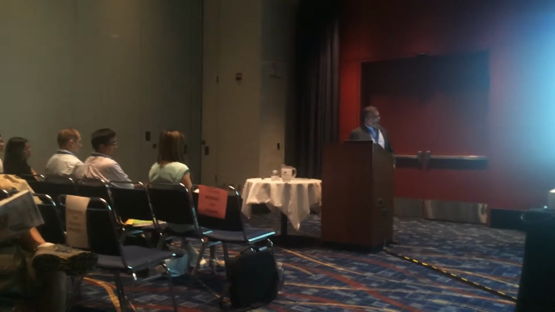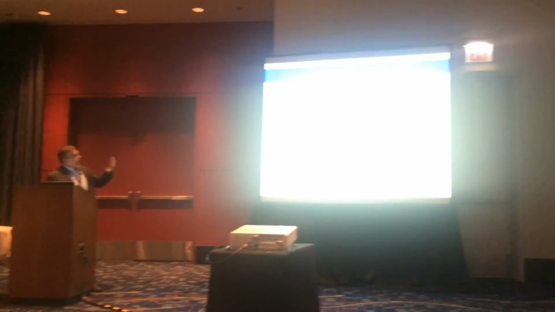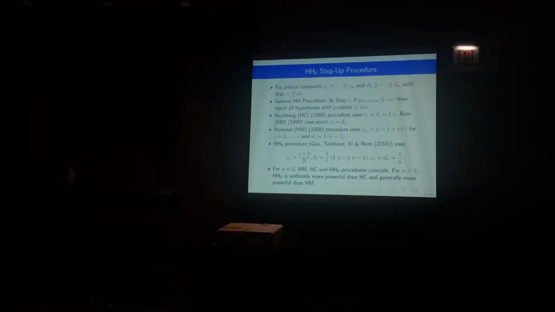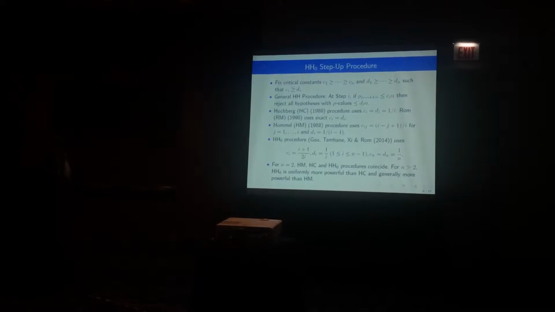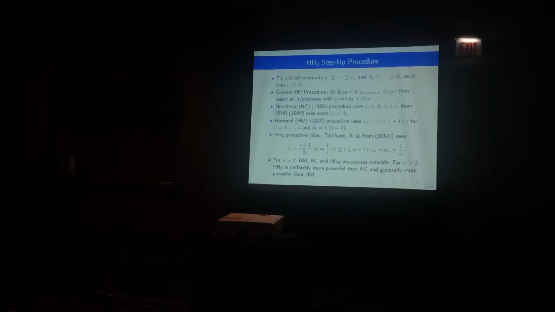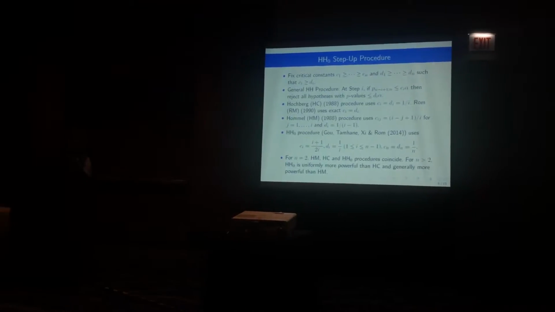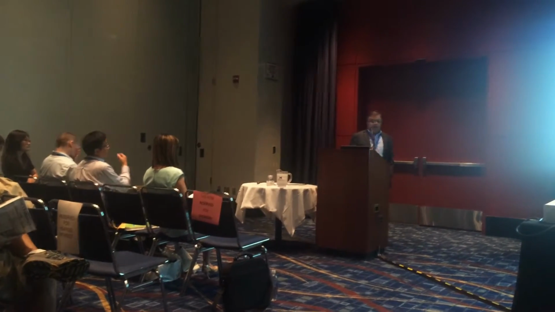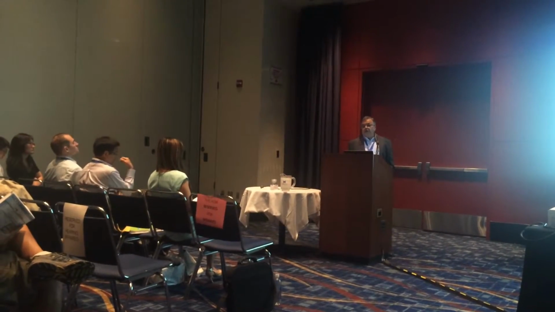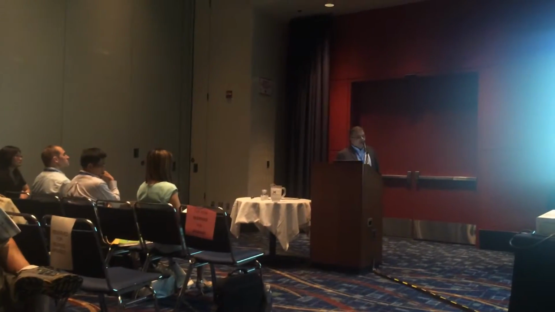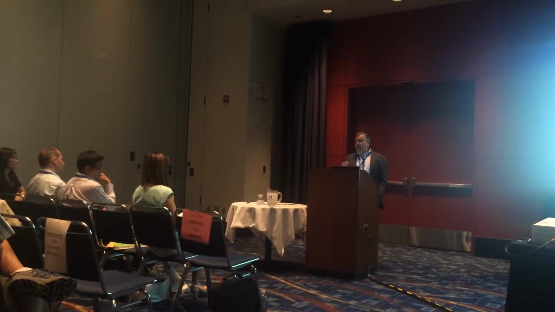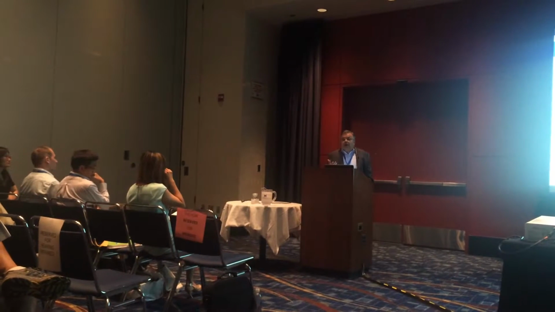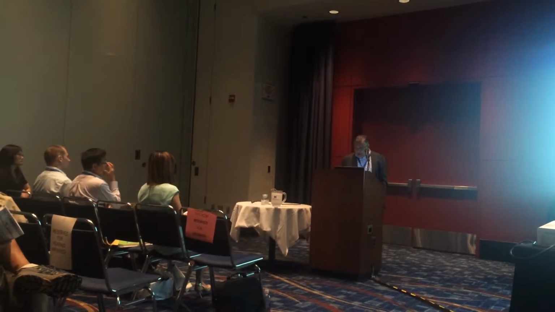So the HH0 procedure is a special case of the HH procedure. For n equal to 2, these three procedures coincide: Hommel, Hochberg, and HH0. For n bigger than 2, HH0 can be shown to be uniformly more powerful than the Hochberg procedure, and although not universally more powerful than the Hommel procedure, in almost every power simulation we found that it's actually more powerful. And it's very simple to apply, almost as simple as the Hochberg procedure.